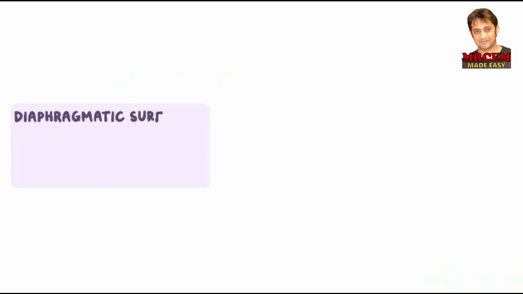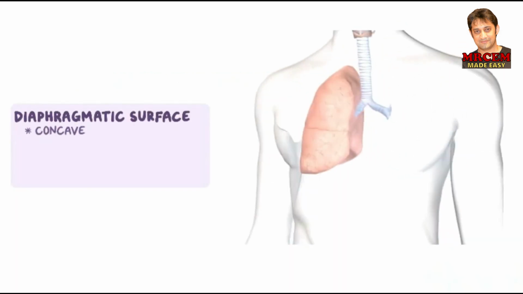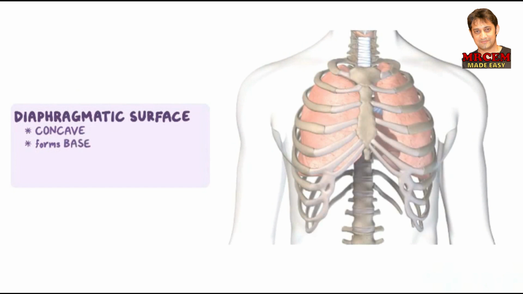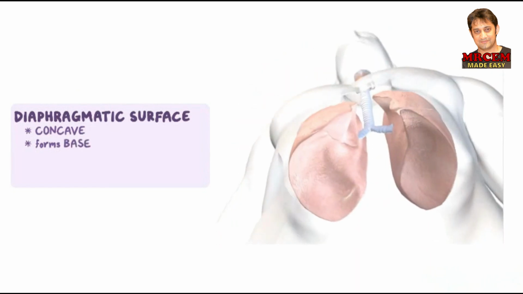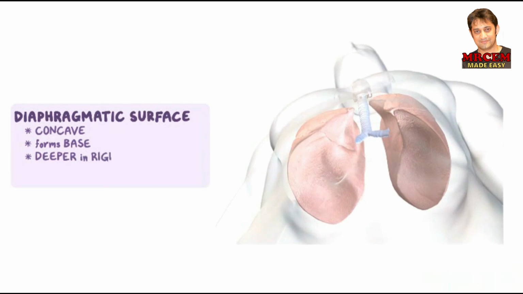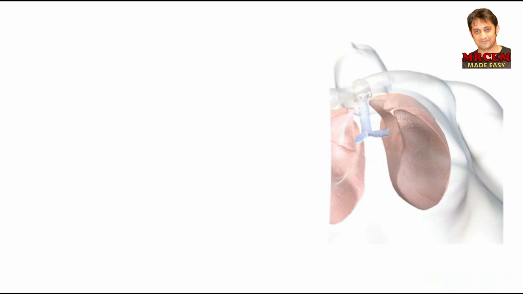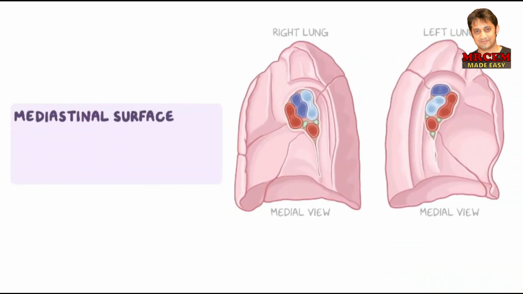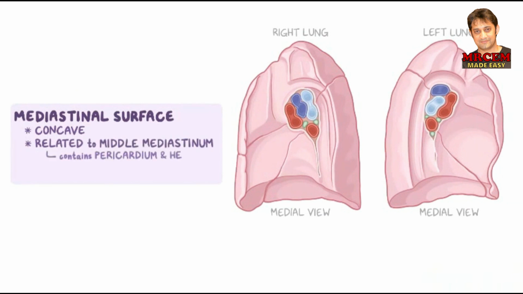The diaphragmatic surface of the lung, also concave, forms the base of the lung, which rests on the dome of the diaphragm. The concavity is deeper in the right lung because the right dome is higher due to the liver sitting below. Finally, the mediastinal surface of the lung is concave because it's related to the middle mediastinum, which contains the pericardium and heart. This surface includes the hilum, which receives the root of the lung.